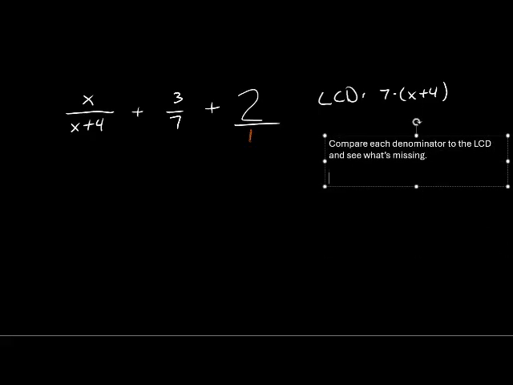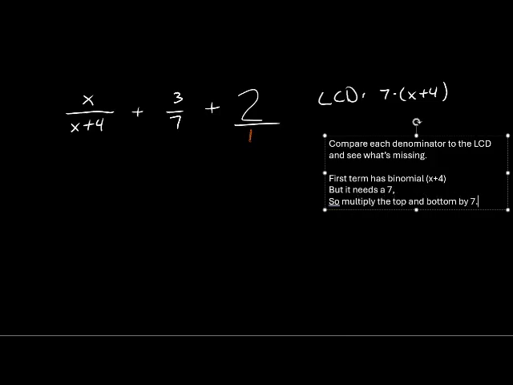Our first term has a binomial x plus 4. Notice that that x plus 4 is a part of the LCD, but in order to make the first fraction look like the LCD, we're going to need a 7. For that reason, what we'll do is multiply both the top and bottom of that fraction by the 7. We'll write that out now. We will say x over x plus 4, and then say times 7 to both the top and the bottom. We'll put a plus sign and move on to the next term.